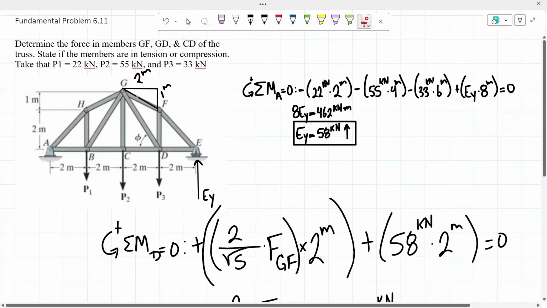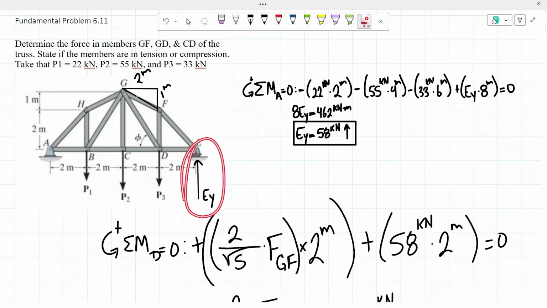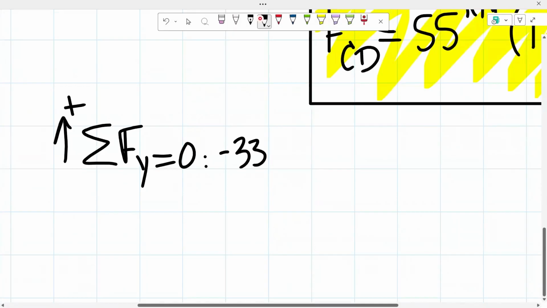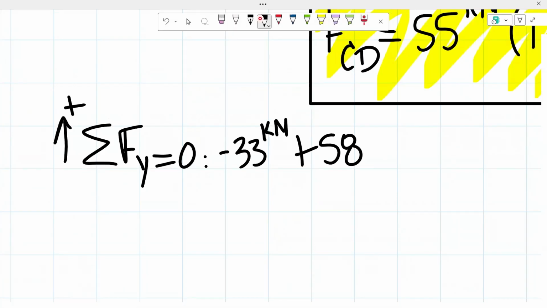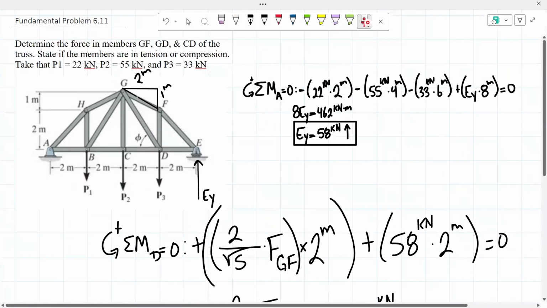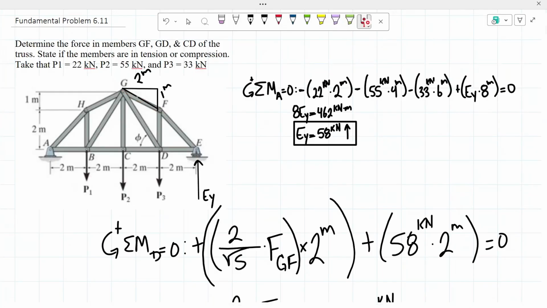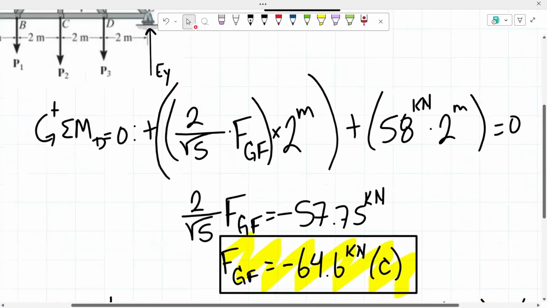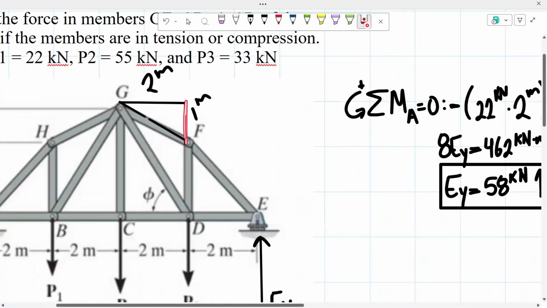So the first one would be our P3, which is 33 kilonewtons. It is going downwards, so that's negative 33 kilonewtons. And then our reaction E sub y, that's going upwards, so positive 58 kilonewtons. So negative 33 kilonewtons plus 58 kilonewtons. And then from there, we have our member GF, which has both a horizontal and vertical component. So that means that we will have to multiply the value that we found right here, our force GF, by 1 over the square root of 5, since now we want to deal with the vertical component of that force.